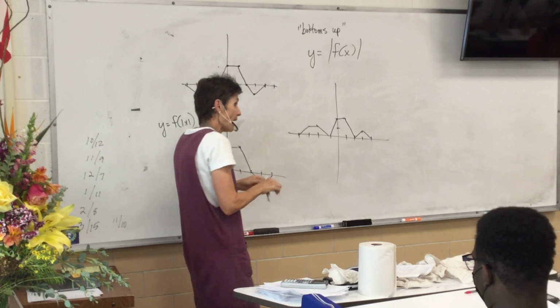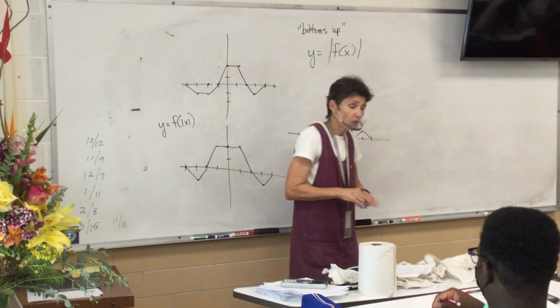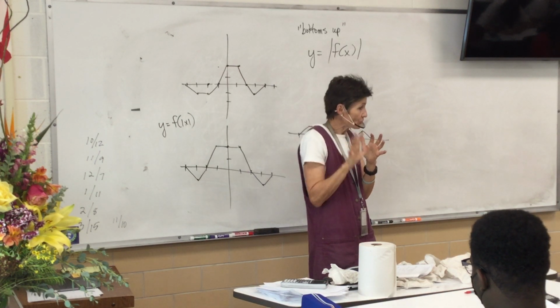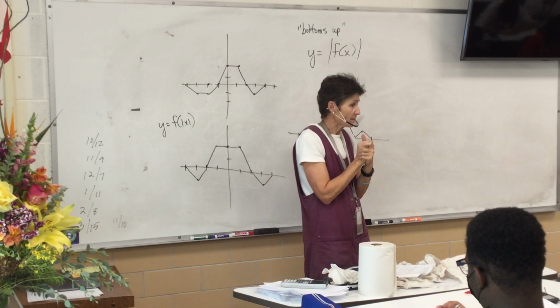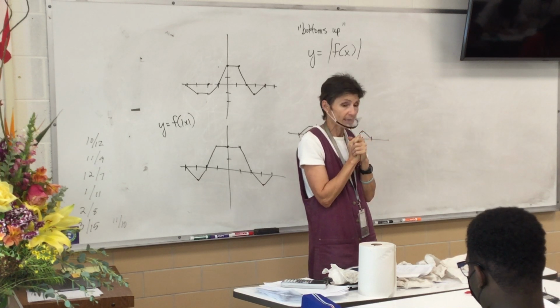So when we graph the absolute value of just x, the right side of the picture stays the same, and the left side of the picture becomes the right side. So the right side translates over to the left side.